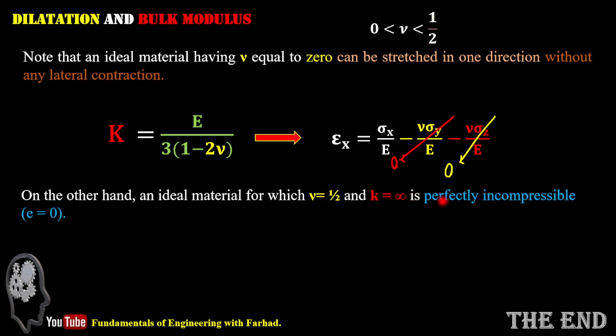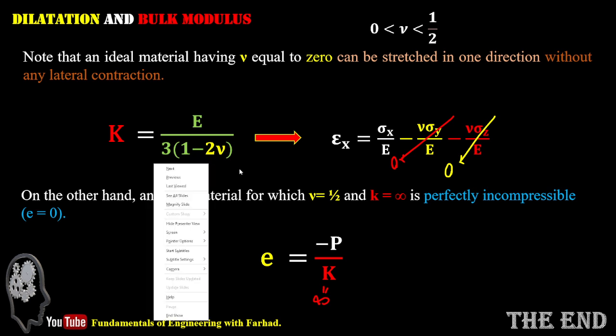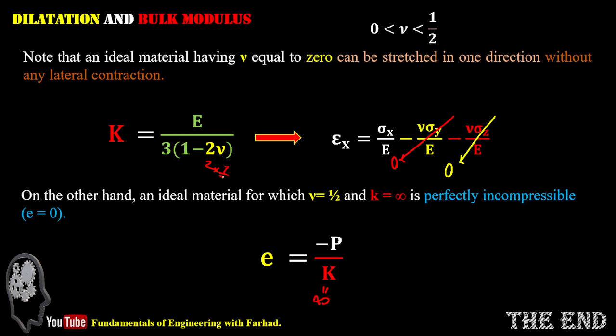On the other hand, for an ideal material at the upper limit, nu is equal to a half. It says K goes to infinity. If nu is equal to the upper limit, 1 minus 2 nu gives the denominator 0, and it gives us a K of infinity. If K is infinity, e is equal to 0. That's a perfectly incompressible material. Thank you. We'll solve more problems in a while.